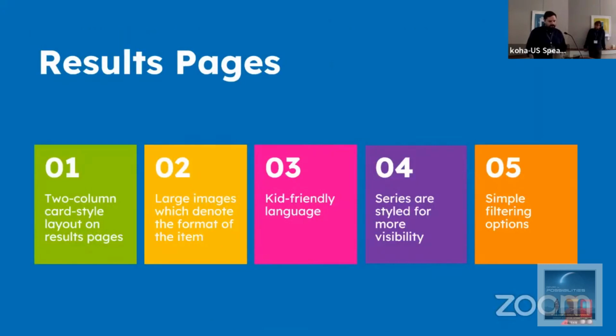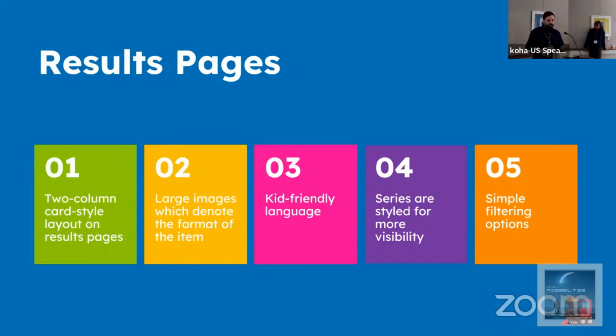And then on the results page, the results are sort of a 2-card column thing, and Lucas mentioned when we were talking about this that he was trying to make it look like a trading card. So that's sort of how the results play. There are large images that show the format of the item, and that's pulling from the same thing as your regular OPAC, which pulls from one of the control fields where you're getting a little image of a book.